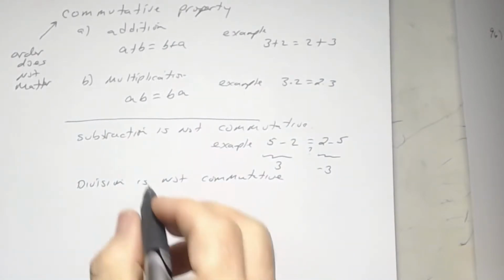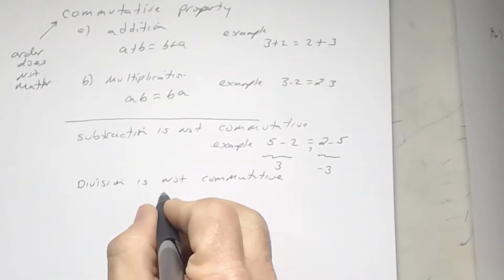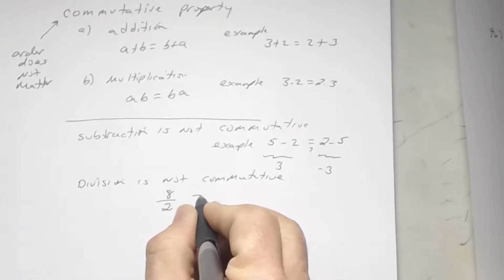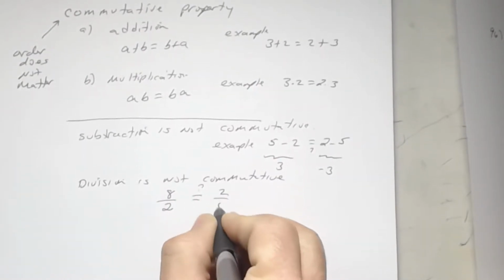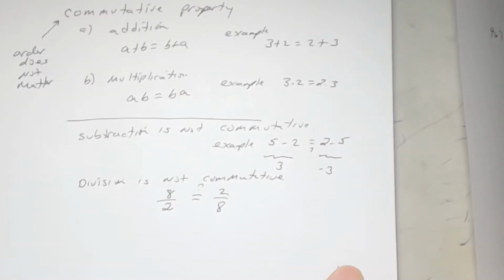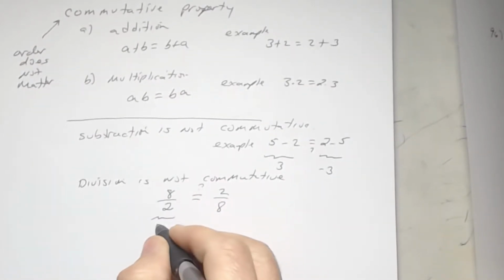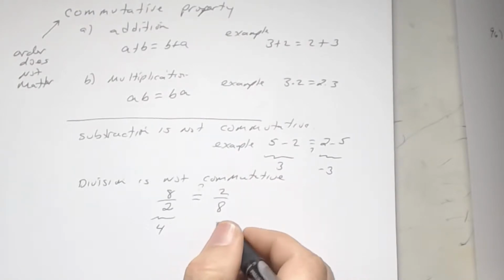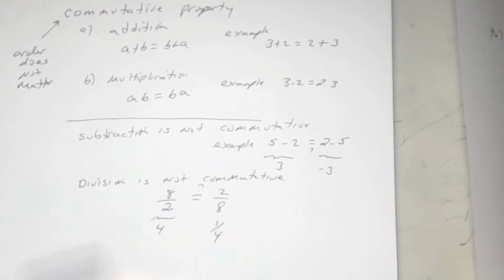So for example, 8 divided by 2, is that the same as 2 divided by 8? No. What's 8 divided by 2? 4. What's 2 divided by 8? Reduce, what's that? 1/4. And 4 and 1/4 are not the same number. 1/4 is smaller than 4.